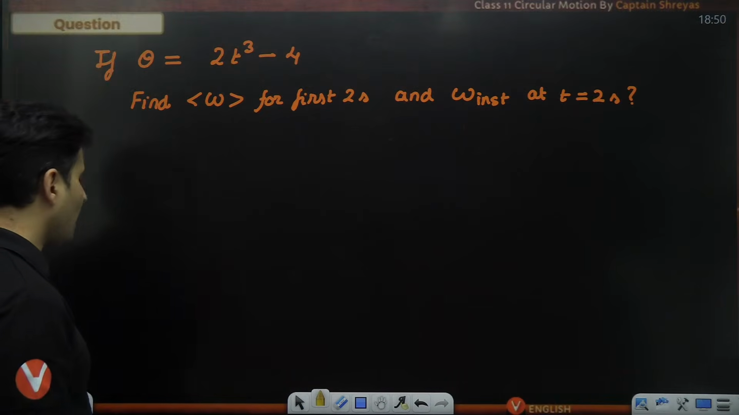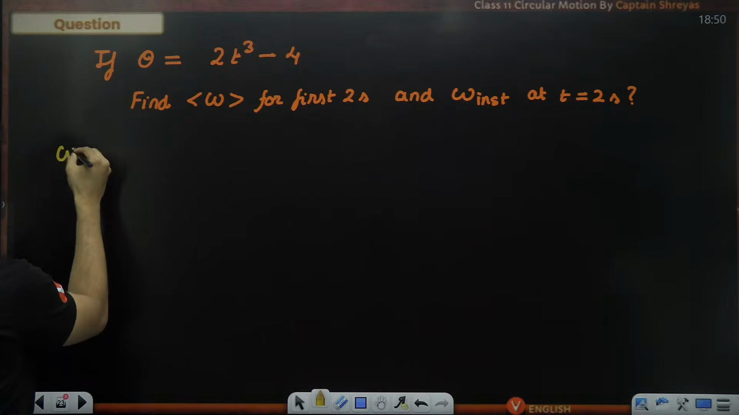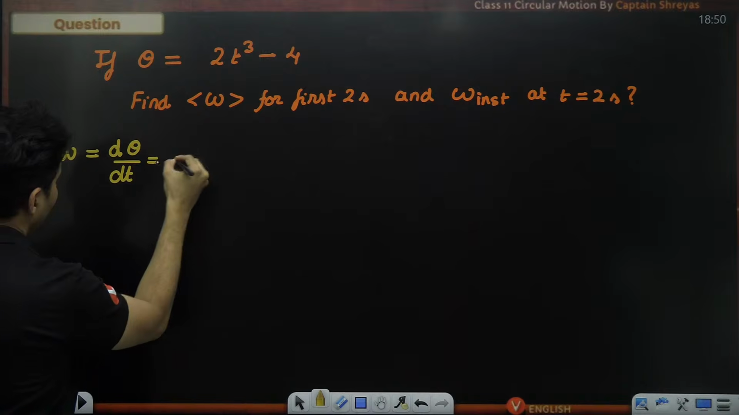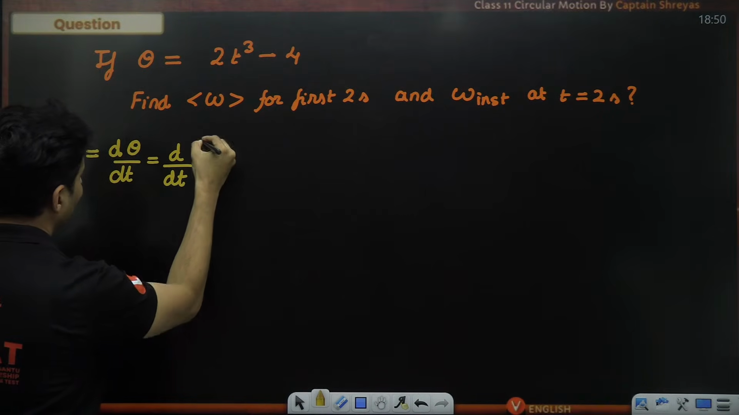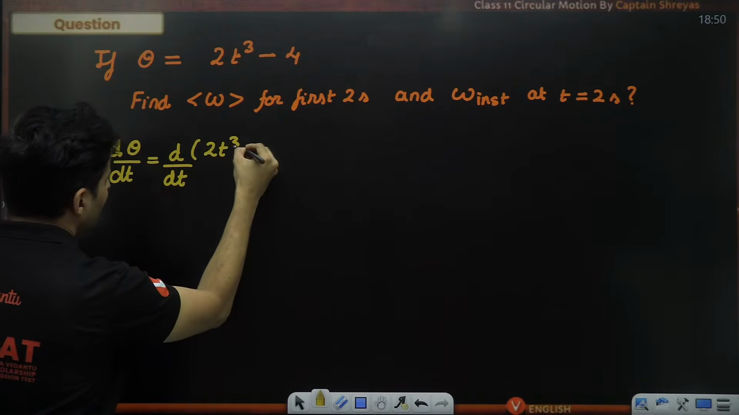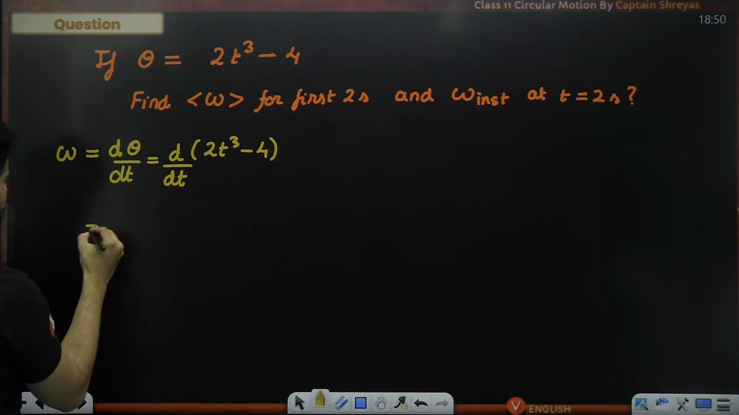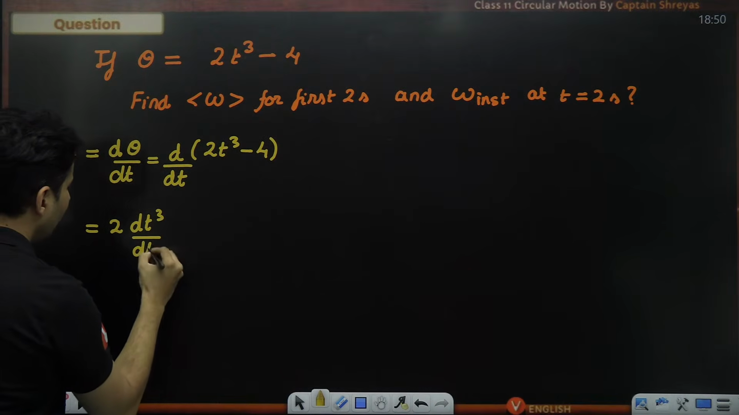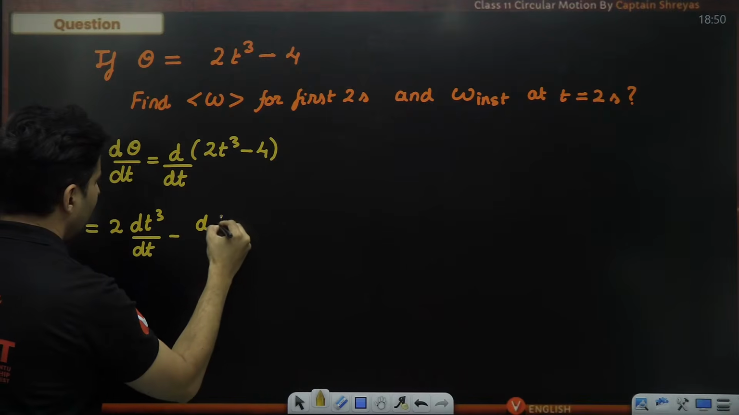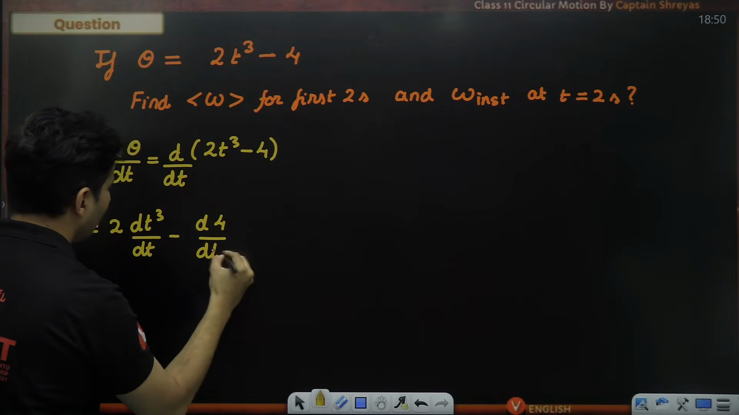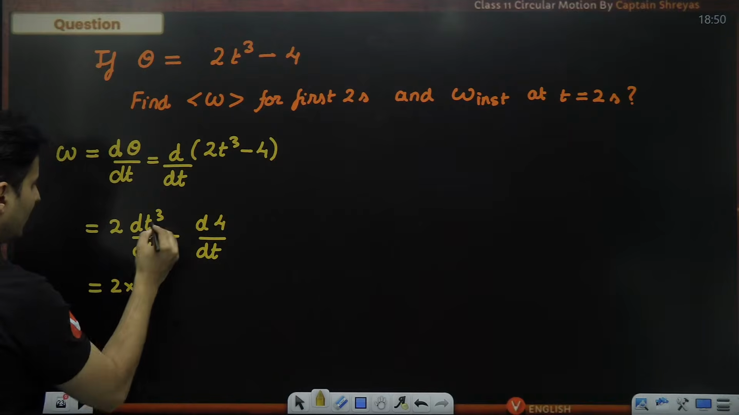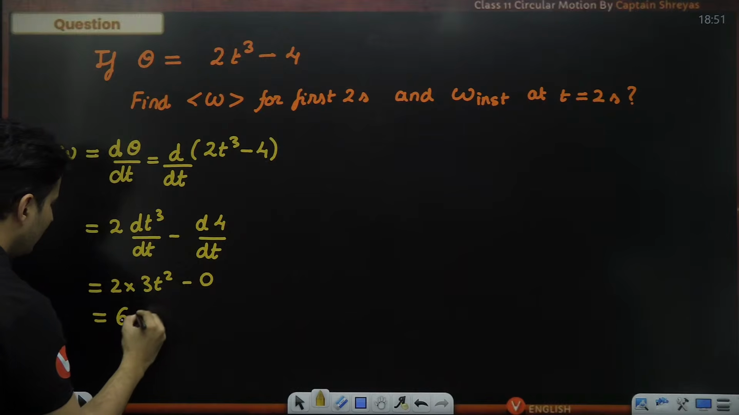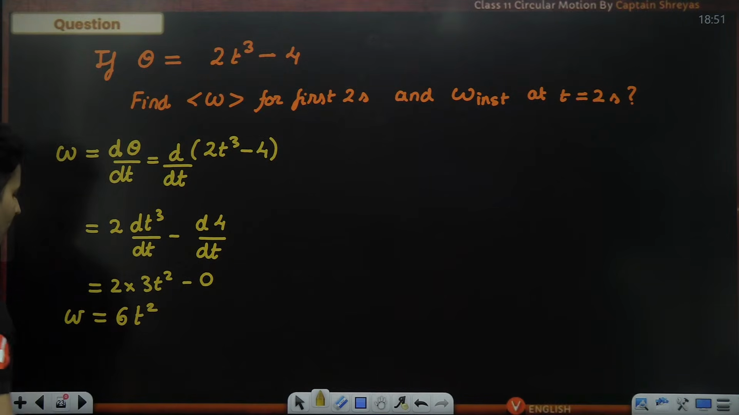So let's do one thing. I think we can easily find omega instantaneous, which is nothing but d theta by dt. So I just have to put the value of theta over here, which is 2t cube minus 4. Now I have to just take the derivative. So 2 into derivative of t cube minus the derivative of that number 4 with respect to time. So this will be nothing but t cube's derivative is 3t square. Derivative of a constant is 0. So hence it will be 6t square is the angular velocity.